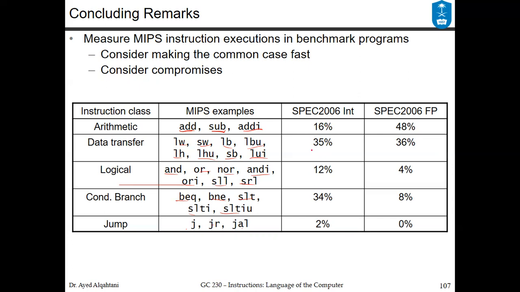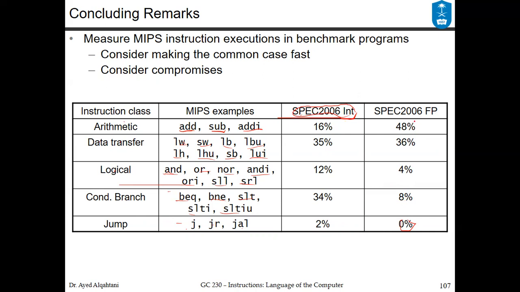Also, this is the breakdown of those instructions. Those are arithmetic, those are data transfer. This one is logical, this one is conditional branch, and this one is jumping, and this is their frequency in SPEC 2006 of the integer type. So for the SPEC integer, this is the breakdown. For the floating point, this is the breakdown. Notice that in the floating point, we have 0 jump. Actually, the jump is very low because we jump only a few times.